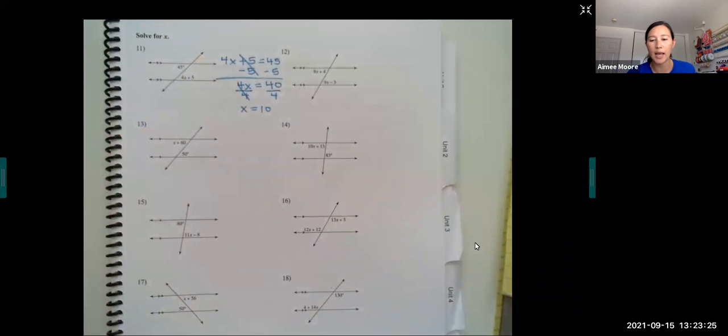And we can check it, right? This should equal 45. So 4 times 10 is 40, 40 plus 5 is 45. That gives us our congruent angles.